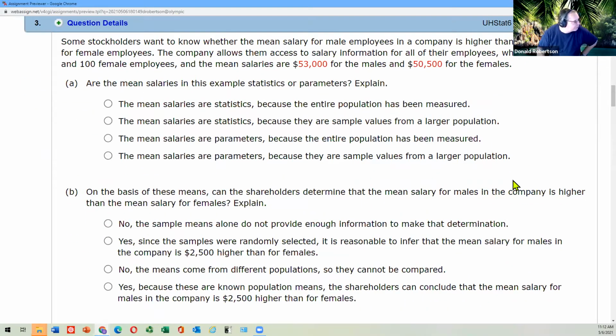Let's just randomly scan through the next one. Some stockholders want to know whether the mean salary for male employees in a company is higher than the mean salary for the female employees. The company allows them access to the salary information of all their employees. And that happens to be 100 males and 100 females. And the males are 53 and the females are 5,500. Interesting information. Are these numbers statistics or parameters?